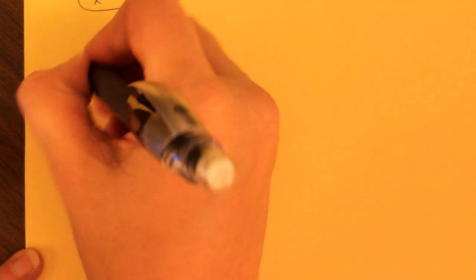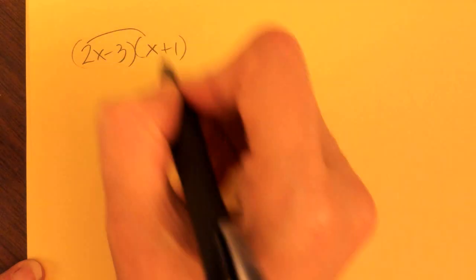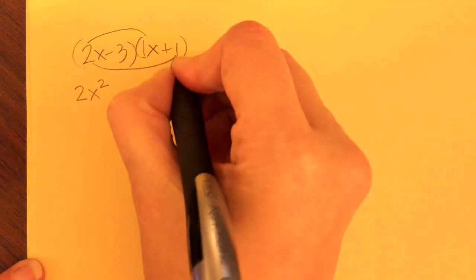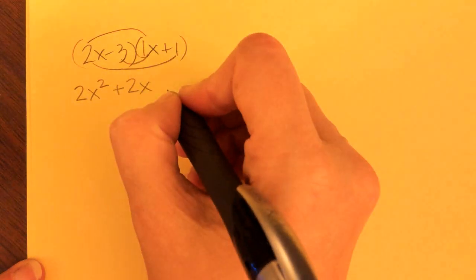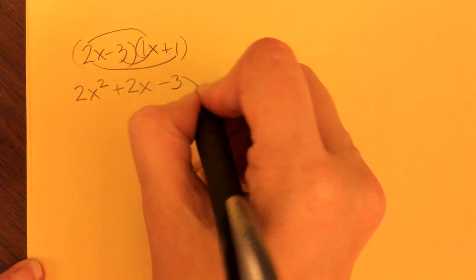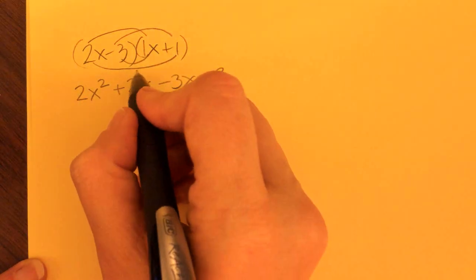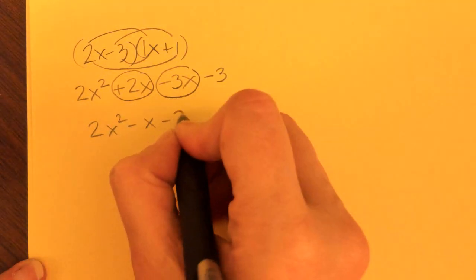Okay? 2x minus 3 times x plus 1. Okay, so I'm going to do this one with FOIL, and then in a minute I'm going to let you try one on your own. So again, I'm going to do my first terms together. So 2x times 1x is 2x squared. My outsides, 2x times positive 1 is plus 2x. Negative 3 times 1x is negative 3x. Negative 3 times positive 1 is minus 3. And then I combine my like terms, and I get 2x squared minus x minus 3.